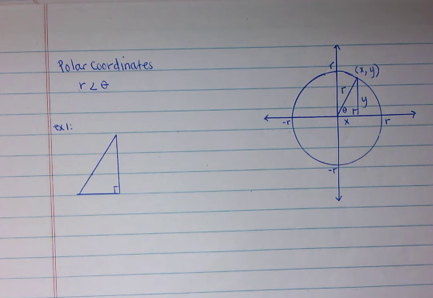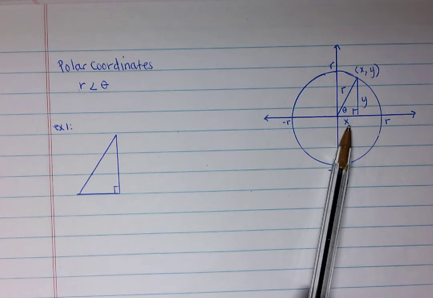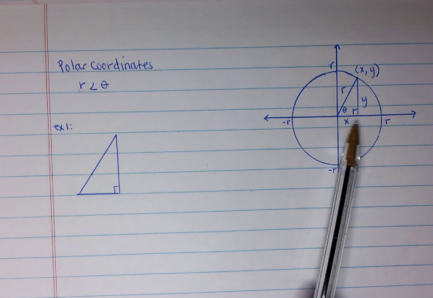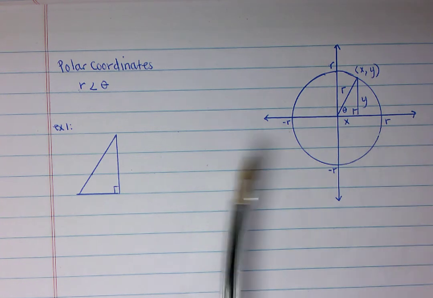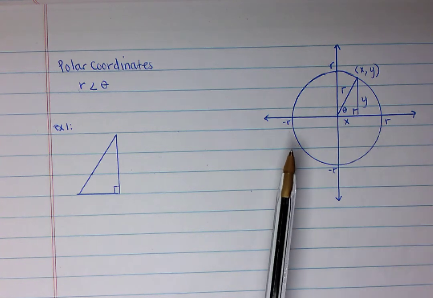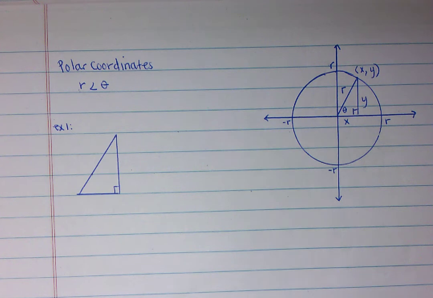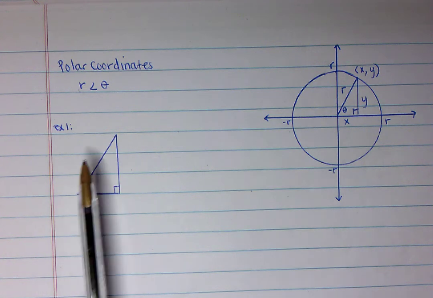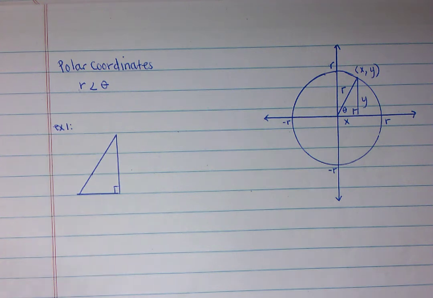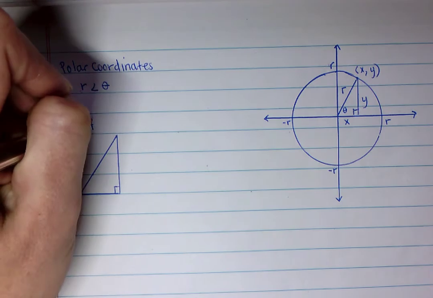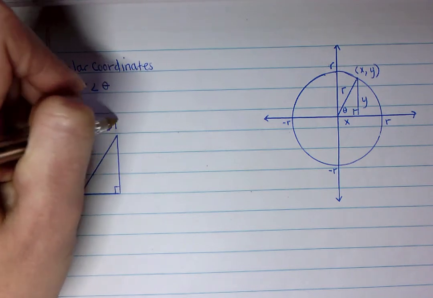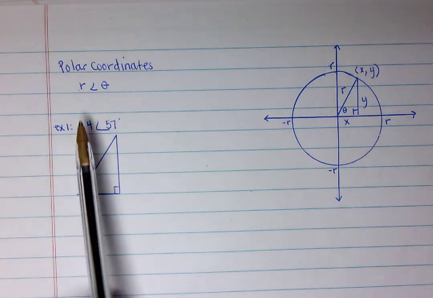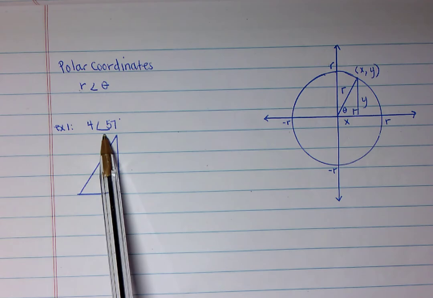We can use sines, cosines, and tangents to help us convert from rectangular coordinates to polar coordinates, or from polar to rectangular. In this particular video, we're only going to focus on how to convert from polar to rectangular. There's an example in our book that says change 4, that's the radius, and the angle is 57 degrees, to rectangular coordinates.